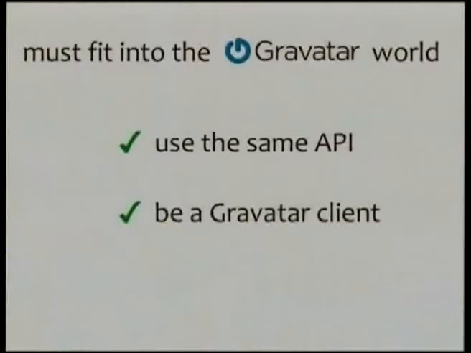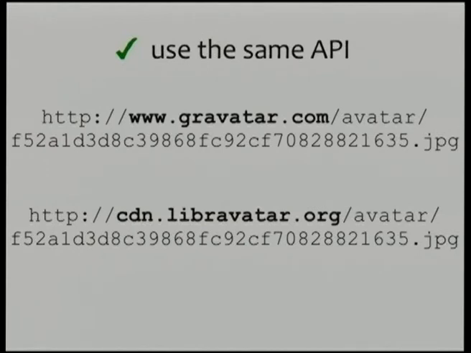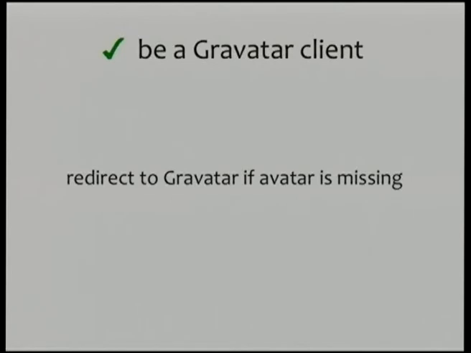I'm basically going to do the same thing. So I'm going to use the same API, and Libravatar is also a Gravatar client. Same API means that if you're already using Gravatar in your application, that's all you need to change, right? Just the base URL again, and it uses the same API. Being a Gravatar client means that if Libravatar doesn't have the photo itself, it's going to redirect to Gravatar. The clever thing about this is that right from launch, Libravatar has always had more images than Gravatar because it has access to all of Gravatar's images. So it works quite well in practice.